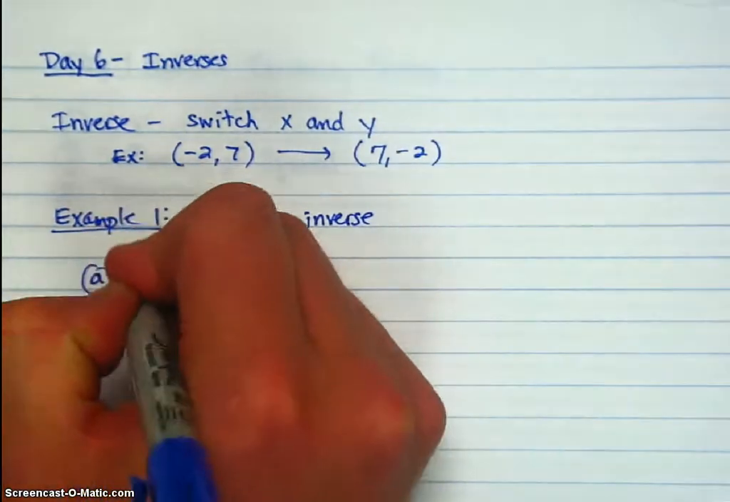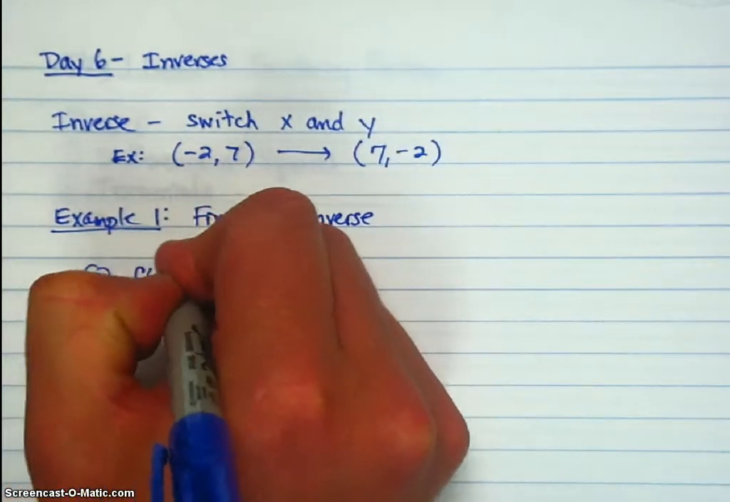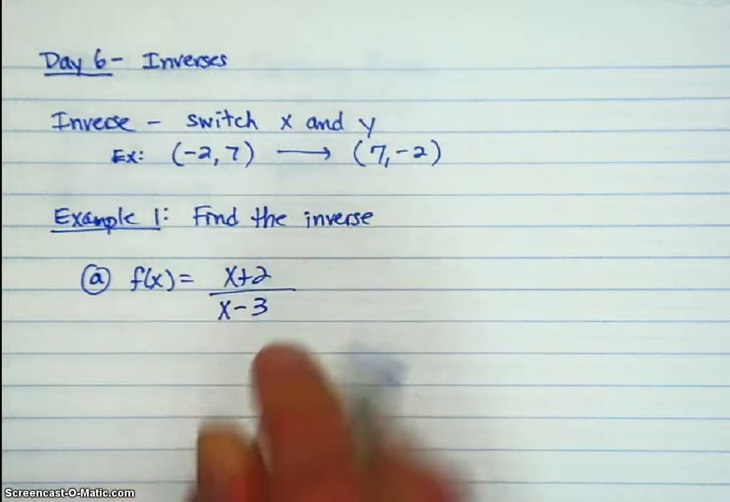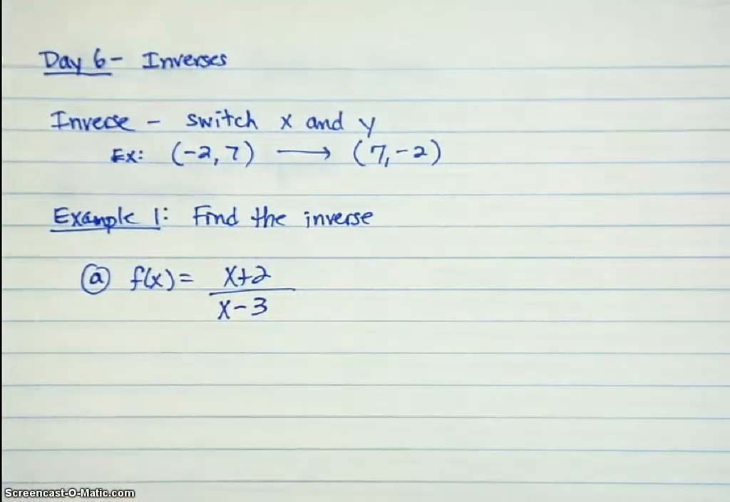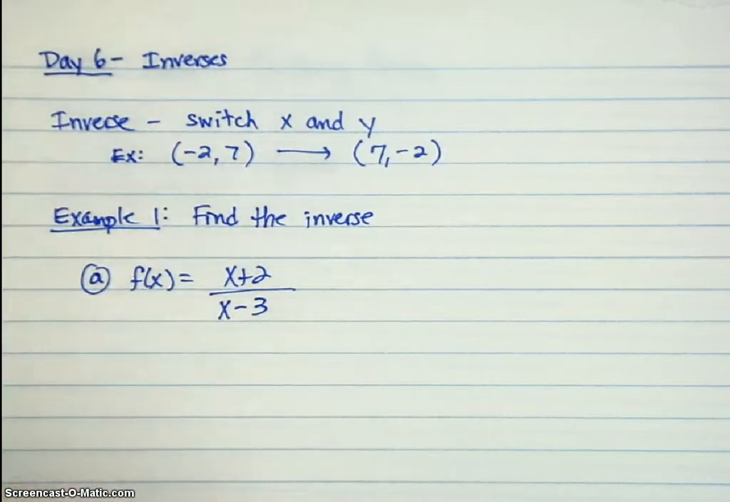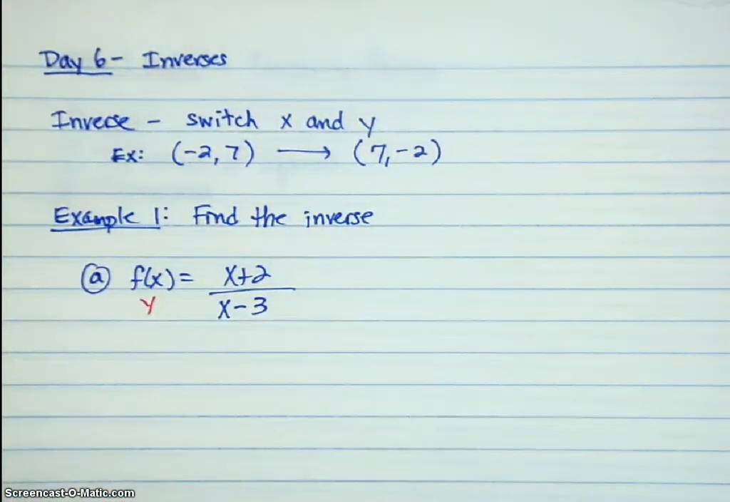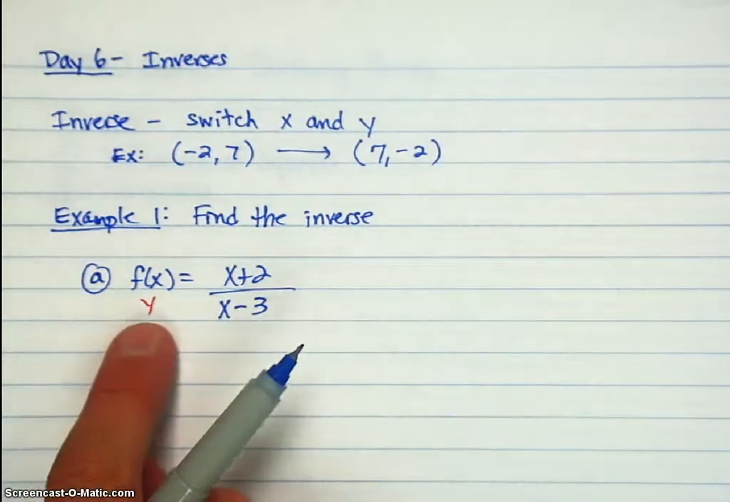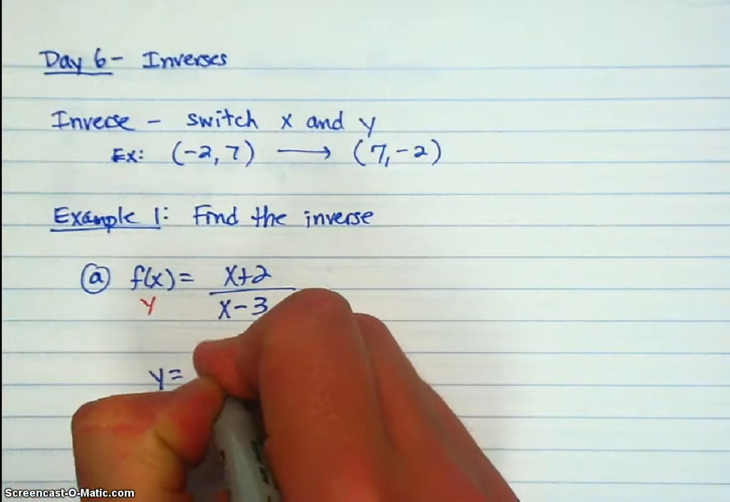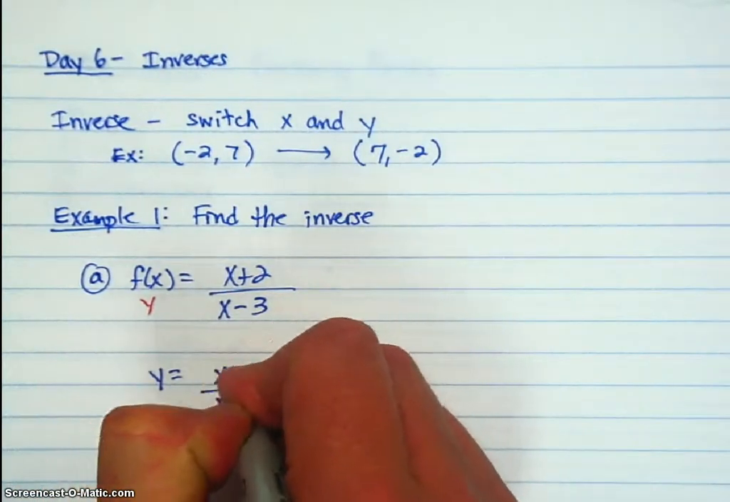The first one, f of x equals (x + 2) divided by (x - 3). So we have a rational function here, (x + 2) over (x - 3). Remember that f of x is the same thing as saying y. We should know that, but just to review, f of x is the same thing as saying y there. So let's solve this. If I replace this with a y, I rewrite the problem as y equals (x + 2) over (x - 3).